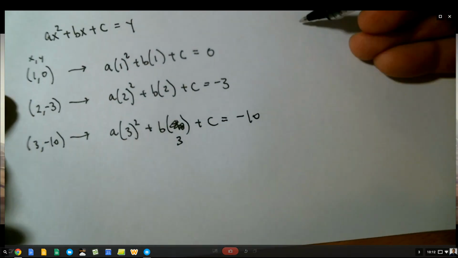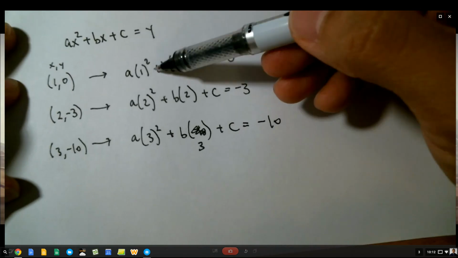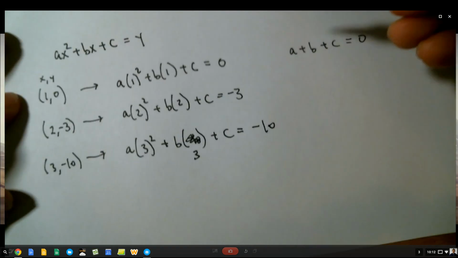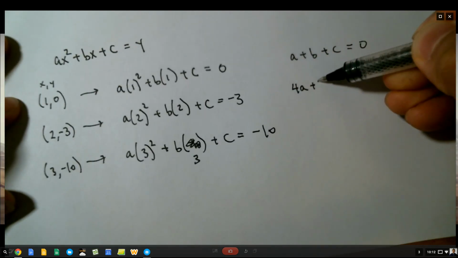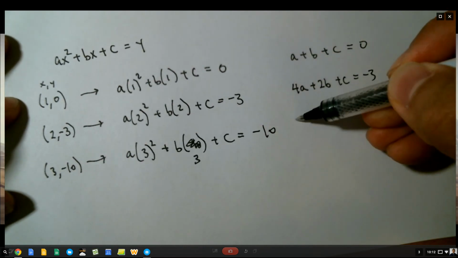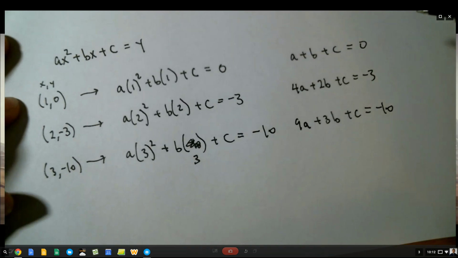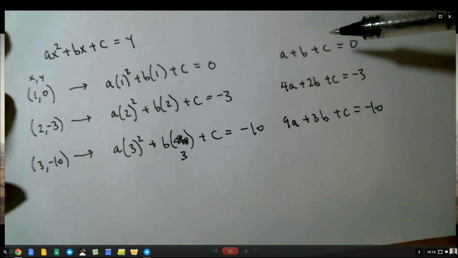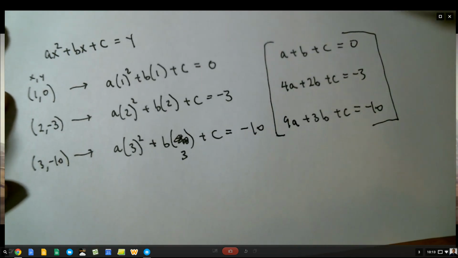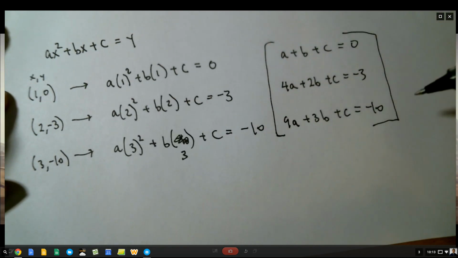And now let's clean this mess up a little bit. We have a plus b plus c equals 0, because a times 1 squared is just a. The second becomes 4a plus 2b plus c equals negative 3. And the third becomes 9a plus 3b plus c equals negative 10. So we have our three equations with three unknowns. Now we have our system of linear equations. That is how we solve for a, b, and c. We use our system of linear equations method and solve.